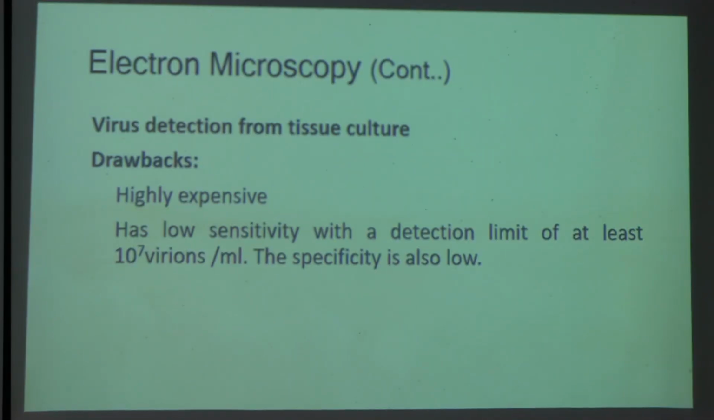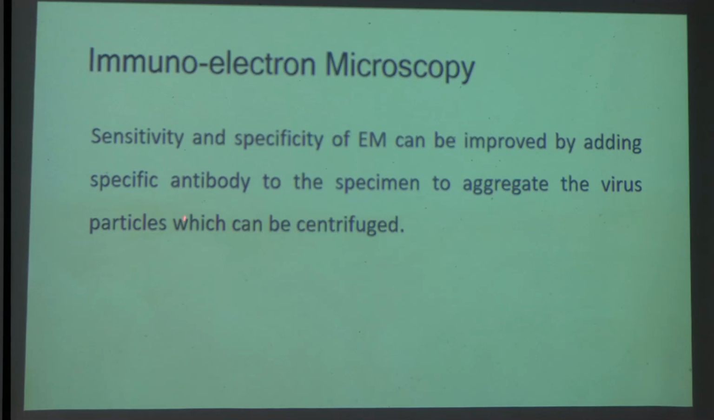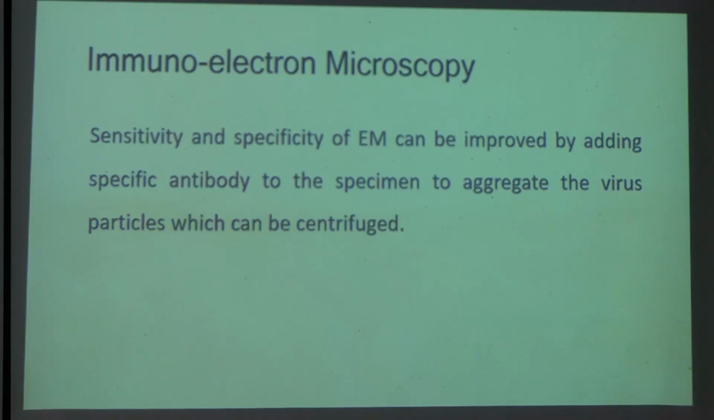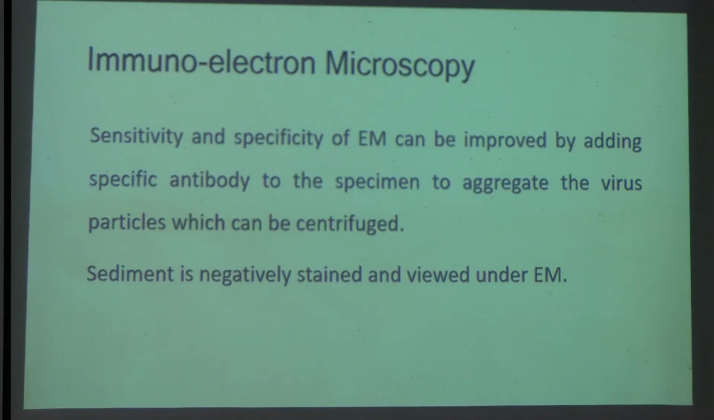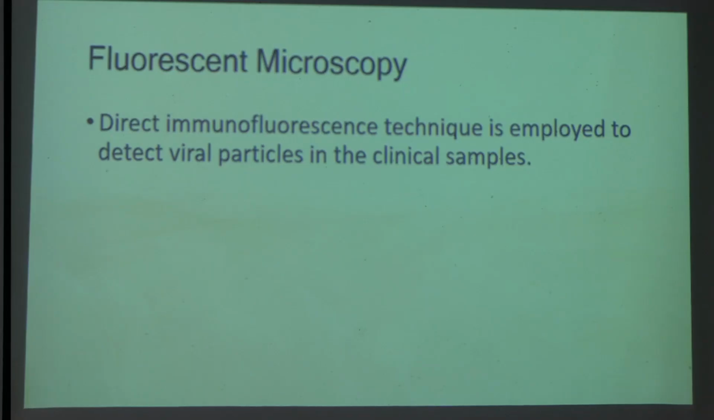Then drawbacks, you all know, it was taught during the SGT session, yes. Then immunoelectron microscope: the sensitivity and specificity of the electron microscope can be enhanced when specific antibody to the specimen is added, okay. So what will happen is, the sediment is negatively stained and it is viewed under the electron microscope.